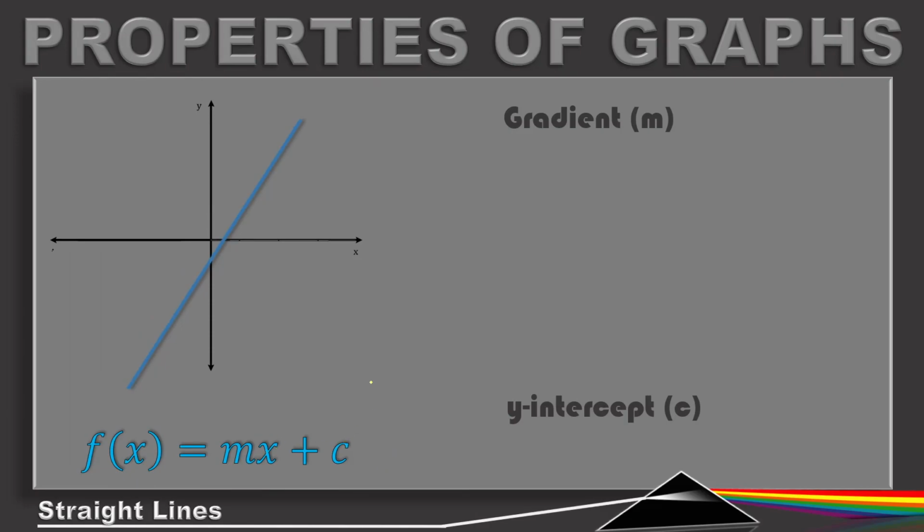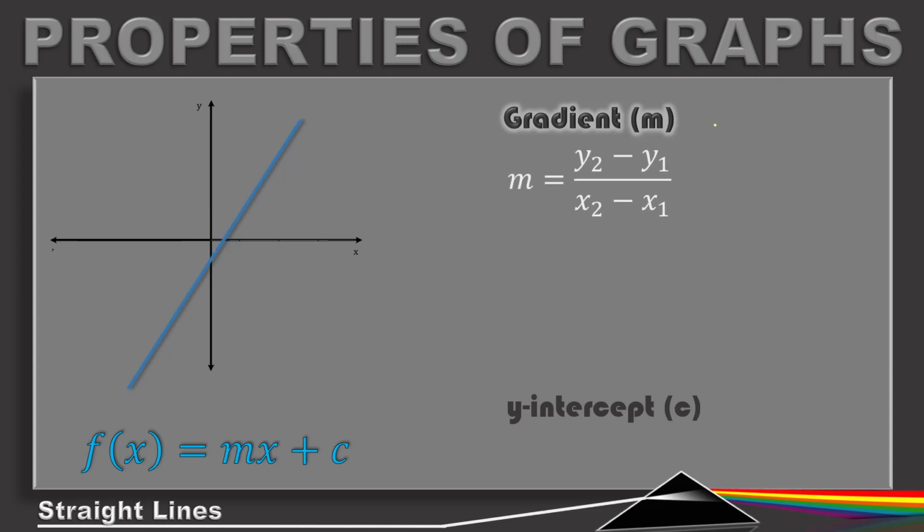So if we start with the gradient, it is basically the slope of the line. So it could be this line. If I do this, the line's slope can change. Okay, so it can be negative or it can be positive. If it is positive, it slopes to the right. If it is negative, it slopes to the left.